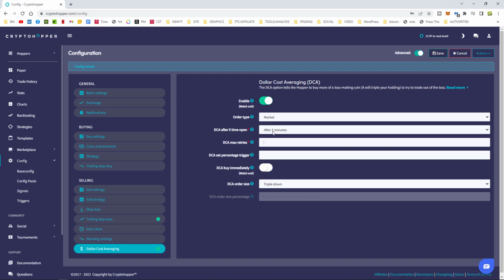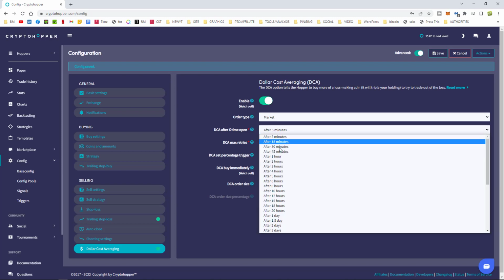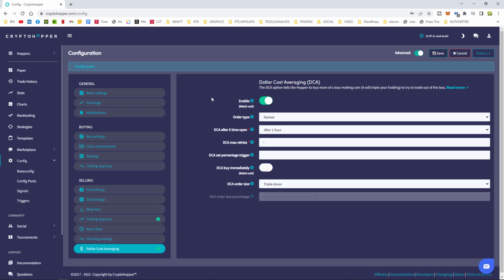DCA after X open time, I like to give it at least an hour before it decides to do the DCA, because it might dip quickly and come back up. Max retries, you can put how many times you want it to DCA, because it can come down more than once. So you could say 3.